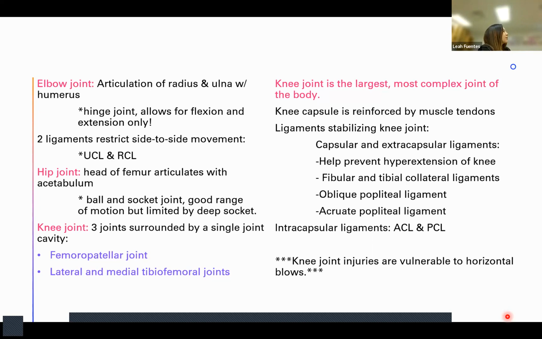And then we have our knee joint. This is 3 joints surrounded by a single joint cavity. So we have the femoropatellar joint. If you're seeing these words on your exam and you're like, I have no idea what these mean, just break up the word. So femoral, femur, patellar, the patella, your kneecap, femoropatellar joint. And then we have the lateral and medial tibiofemoral joints, so tibia and femur.